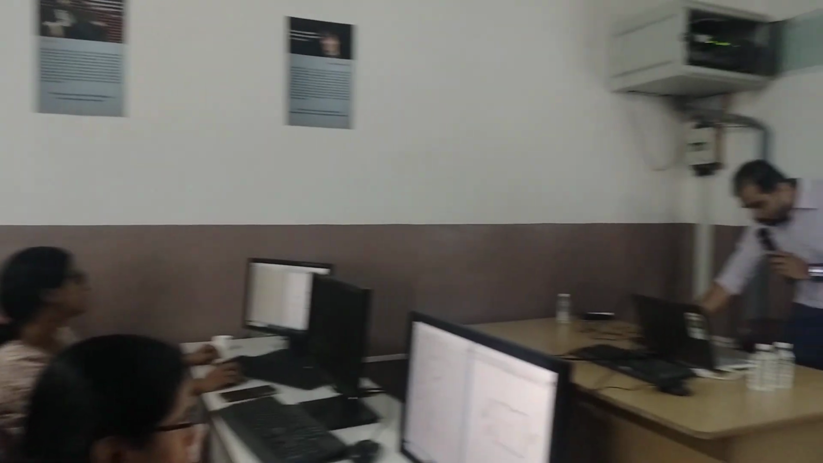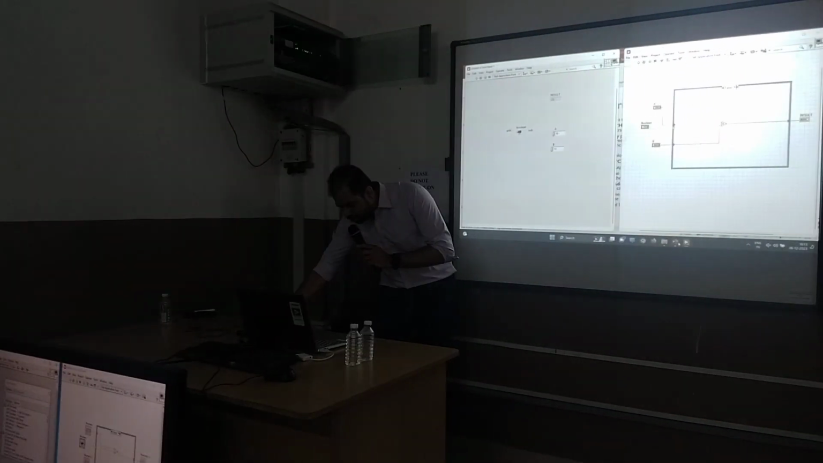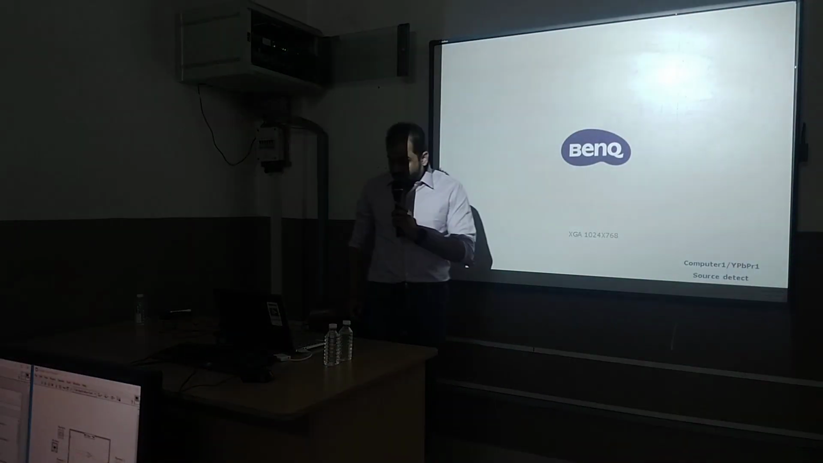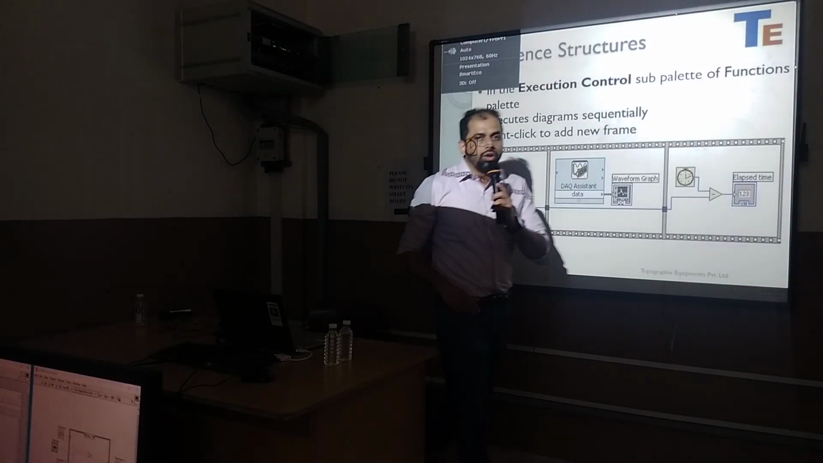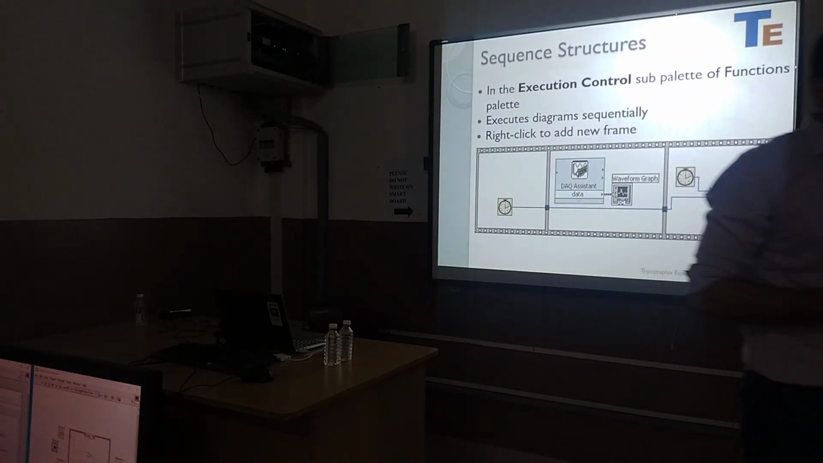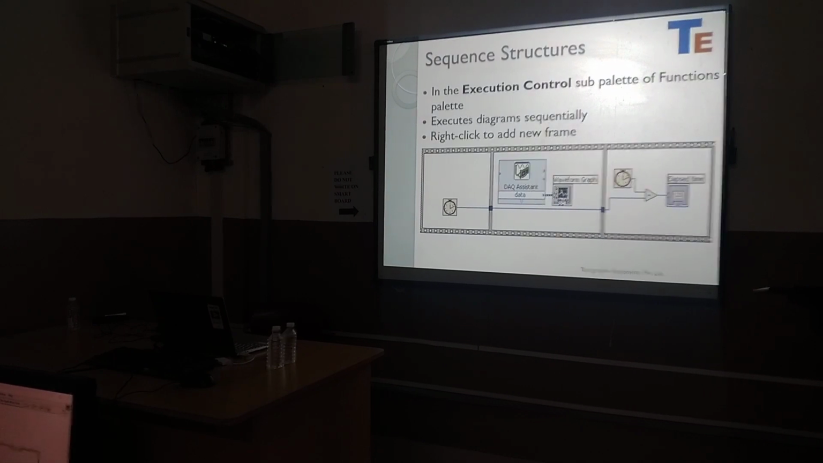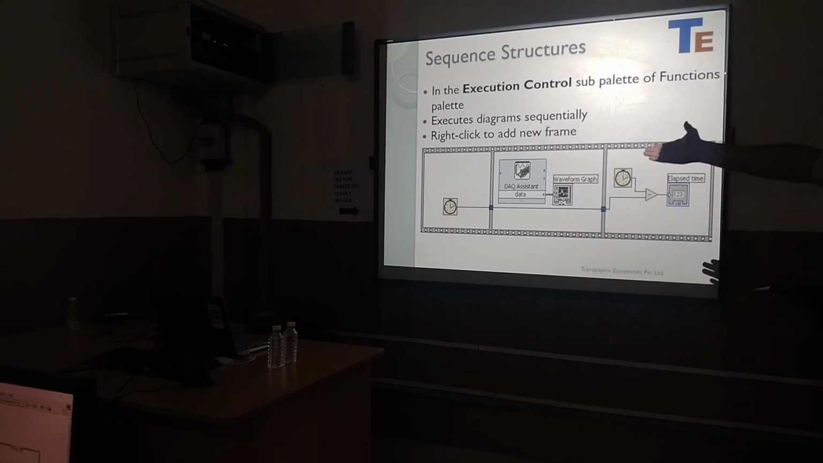Okay, so this was the case structure. Now we'll see another type of structure which is fairly simple. Another one is a sequence structure. Say if you want a few steps to be done sequentially, then sequence structure is used. It's pretty simple to understand. There are a few frames. The first frame code executes first, second frame code executes next, and then the third one.